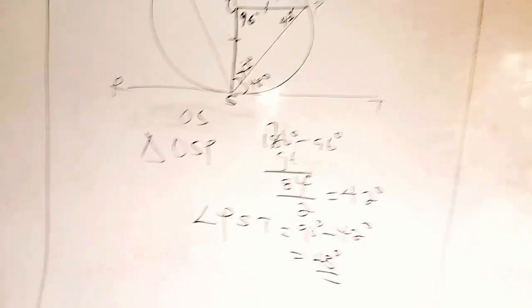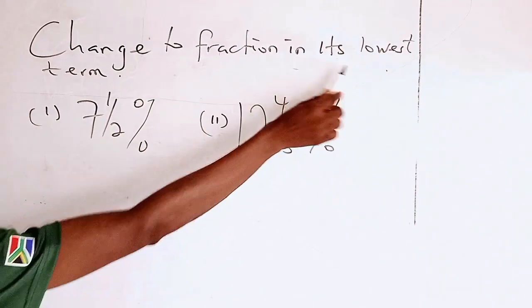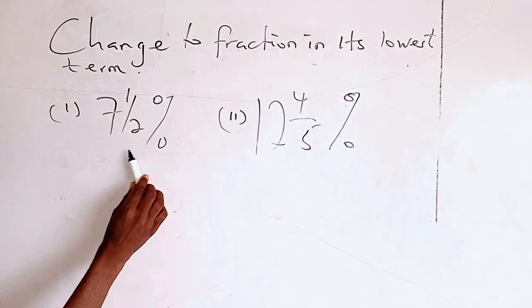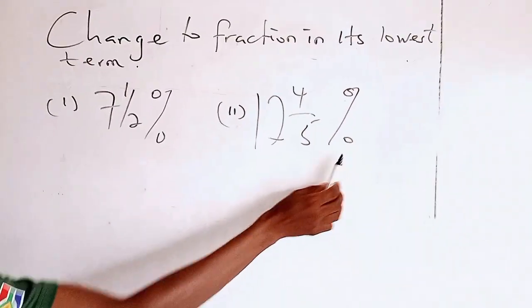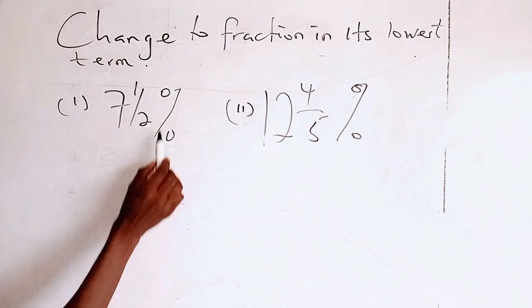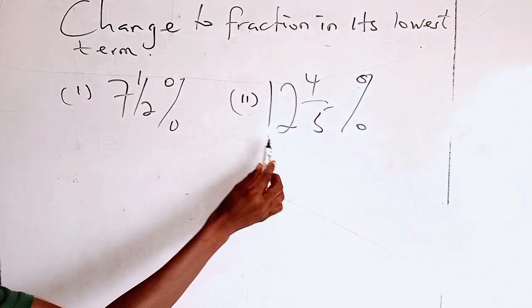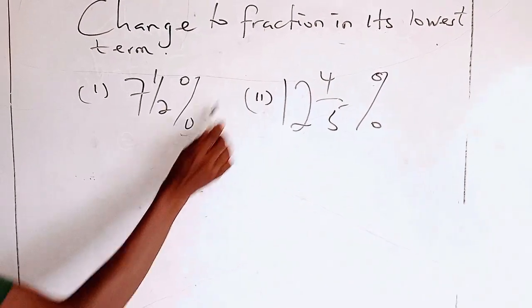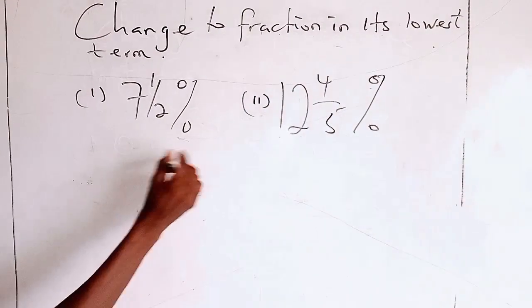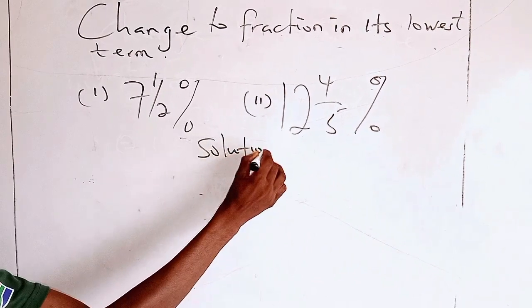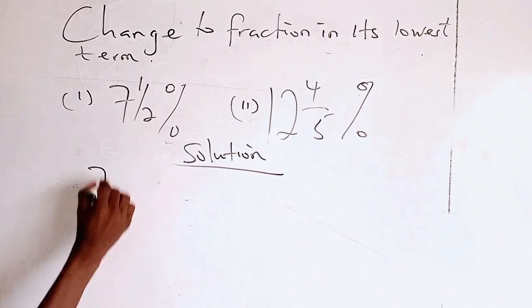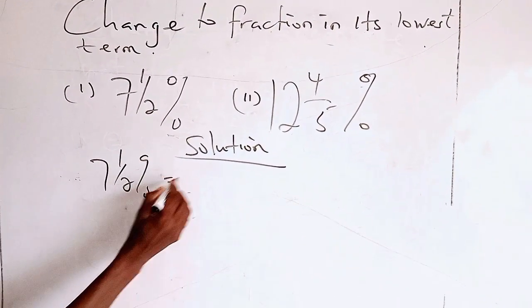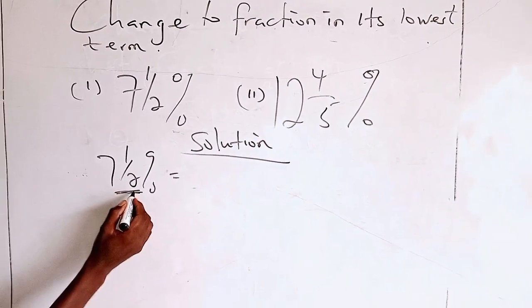Thank you. Change to fraction in its lowest terms. So this is in percentage. We have 7.5%, and 12 and 4/5%. We are changing from percentage to fraction in its lowest terms. So solution, we have 7.5%. We change this to an improper fraction.